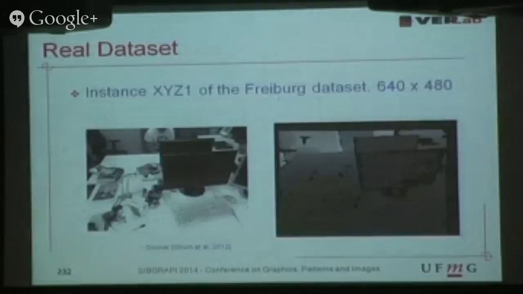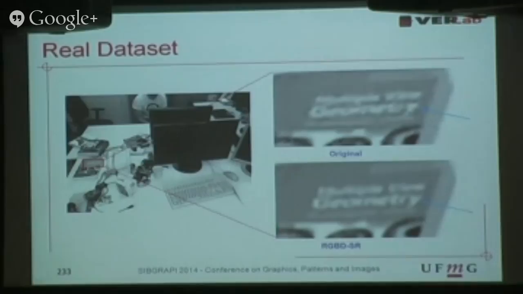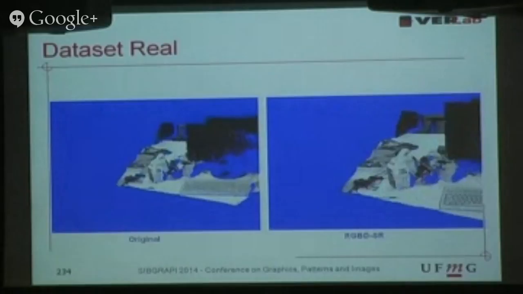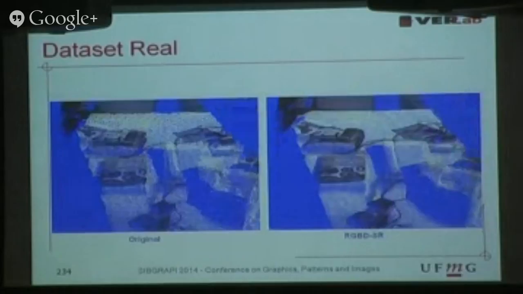Now, this is the instance called XYZ1 on the Freiburg dataset. And this is how it has been reconstructed. So this is the original, and this is our method, RGBDSR, right? Now, this is an animated GIF where you can see various poses of the original and the reconstructed one. You can see it does better in several locations, see? Around the mouse, the book. Even the monitor screen, which is kind of hard because you have a dark screen. Right, it's very dark.